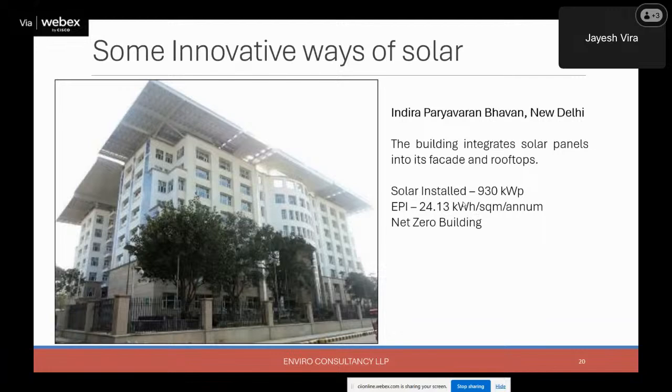The total capacity of the solar that is installed is about 930 kilowatts, and if you just calculate the EPI, this is actual EPI and not calculated or simulated EPI. It's about 24 units per square meter per annum. This is as low as it gets, and it is not a non-conditioned building. There is air conditioning in more than 50% of the area. It is not like a government building where there would be no air conditioning, and the EPI is quite natural. No, it's not like that. The building design is really good, wherein this EPI is possible.